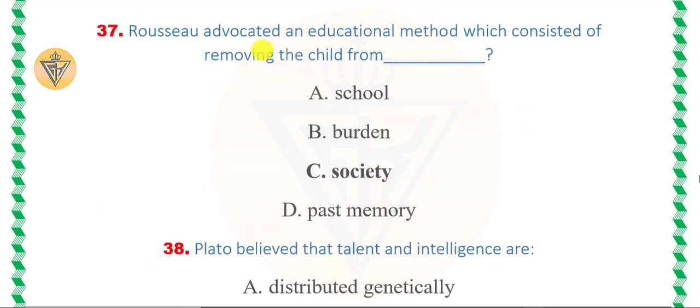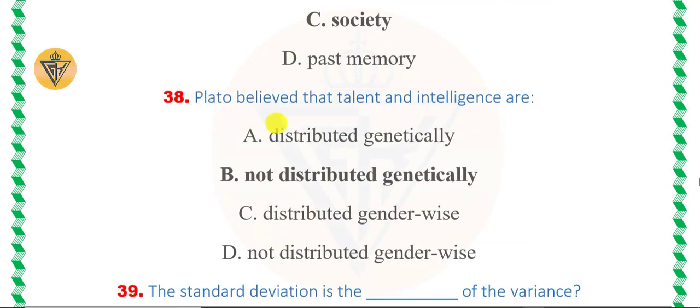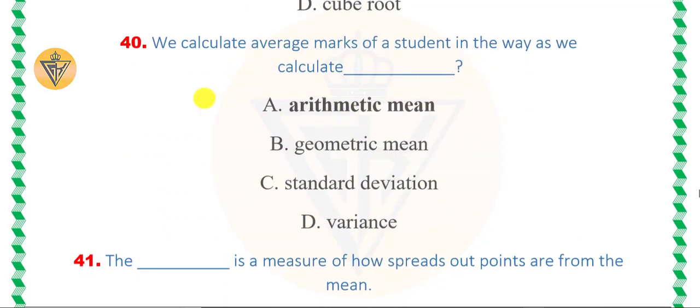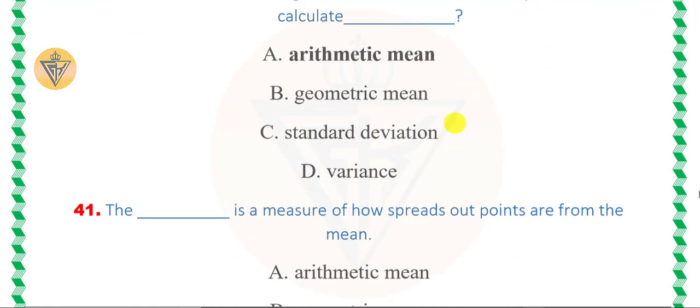Rousseau advocated an educational method which consisted of removing the child from. Option C, suicide. Plato believed that talent and intelligence are, option A, not distributed genetically. The standard deviation is the dash of the variance. Option B, square root. We calculate average marks of a student in the way as we calculate, option A, arithmetic mean.